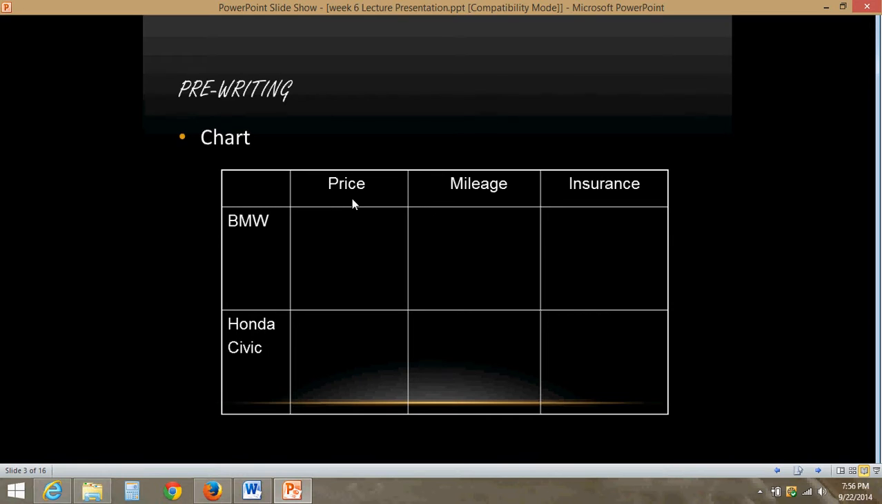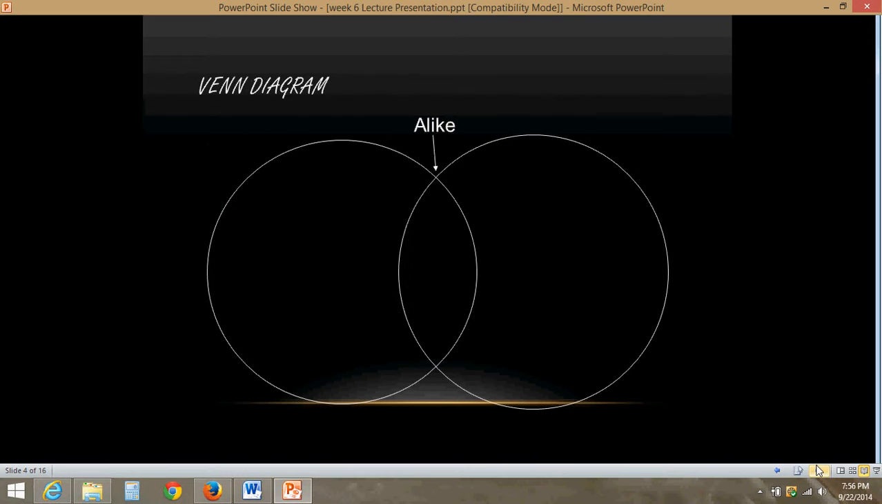And then it can help you decide how to format the paper. Let's look at some different things. Another way, so that was one graphic organizer you can use. This is a very popular, well-known graphic organizer for compare and contrast, and that's the Venn diagram.